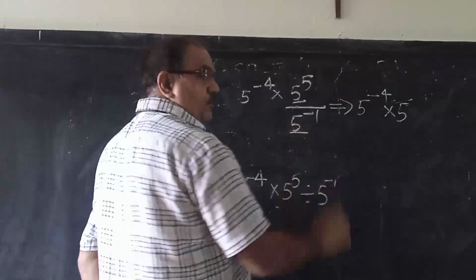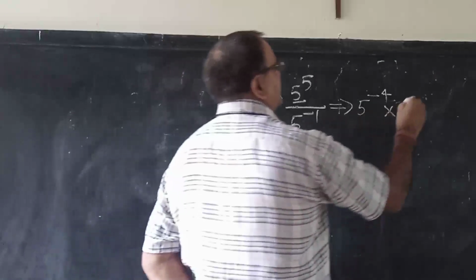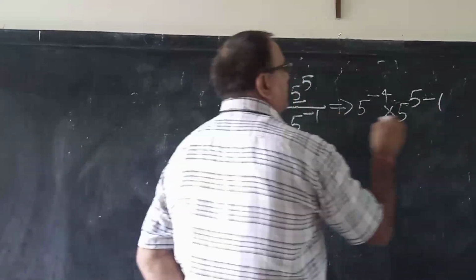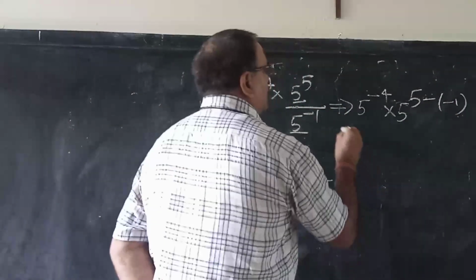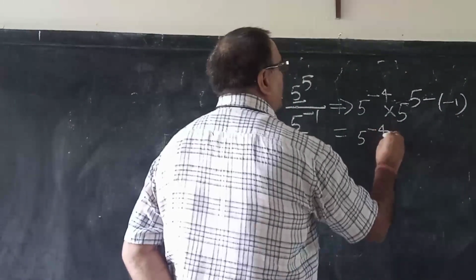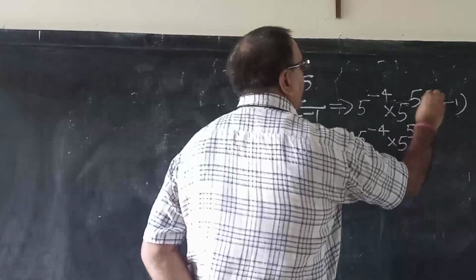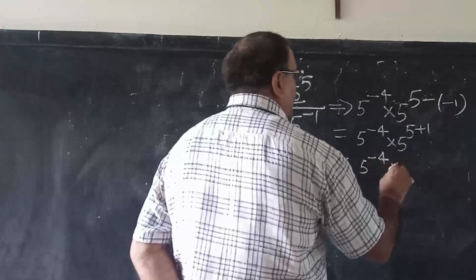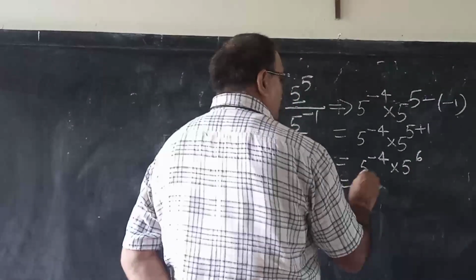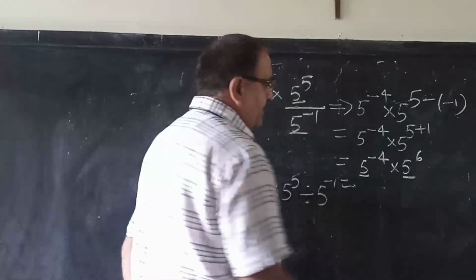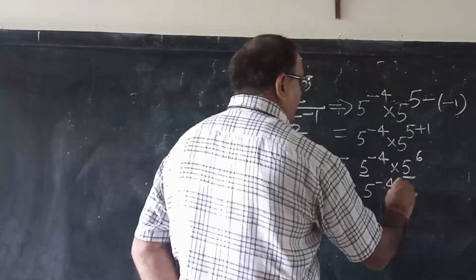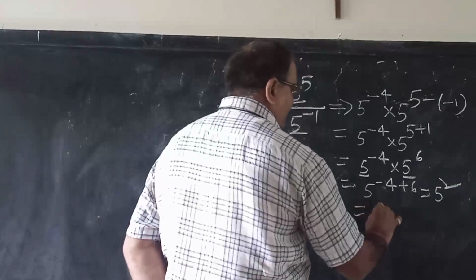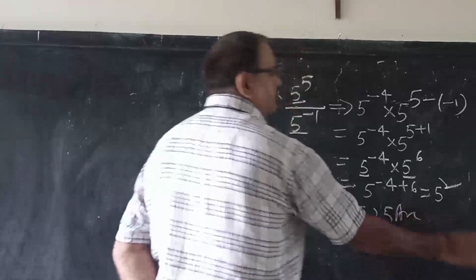Now the base is the same, and by the quotient law the powers will be subtracted. So 5 minus, and what do you have to subtract? Minus 1. So it becomes 5 to the power minus 4 into 5 to the power 5 minus minus 1, which is plus 1. That is equal to 5 to the power minus 4 into 5 to the power 6. The base is the same, so powers will be added. 5 minus 4 plus 6 is 5 squared, 5 squared means 25 is the answer.